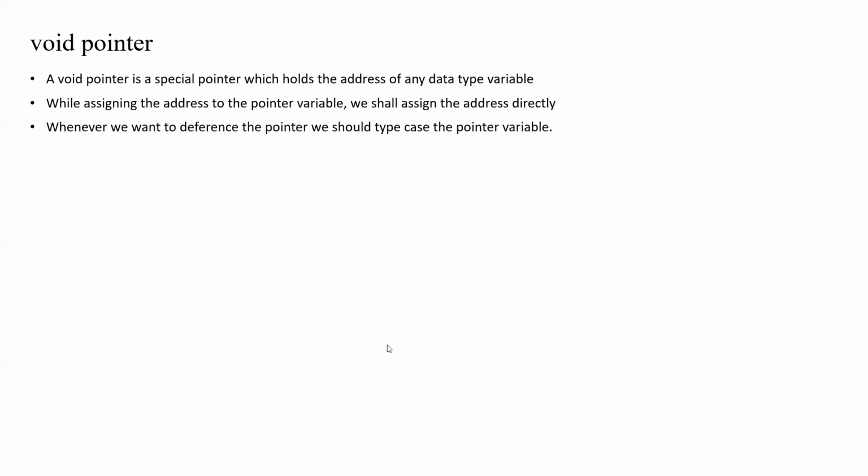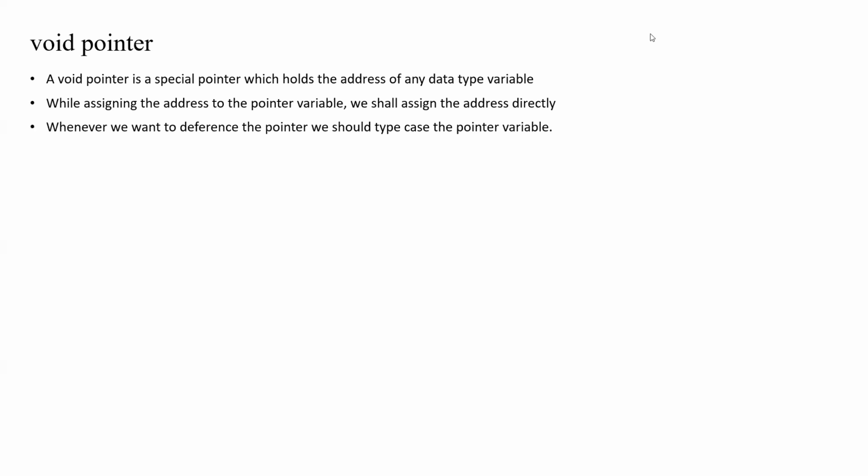So first of all, what is a void pointer? A void pointer is a special pointer which holds the address of any data type variable. Let it be an integer, character, structure, union, whatever the data type, it can store the address of any data type variable. While assigning the address to the pointer variable, we shall assign the address directly. Whenever you want to store the address to a pointer variable, you can just store it. But whenever you want to dereference the pointer, we should typecast the pointer variable.